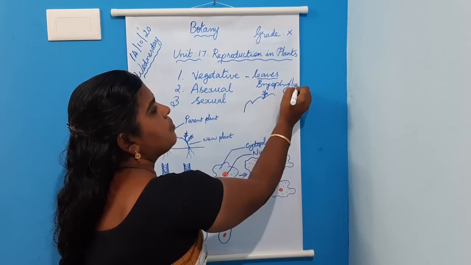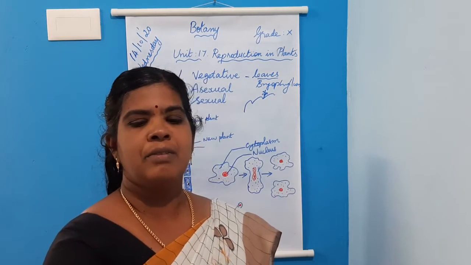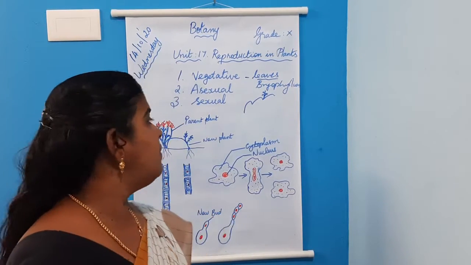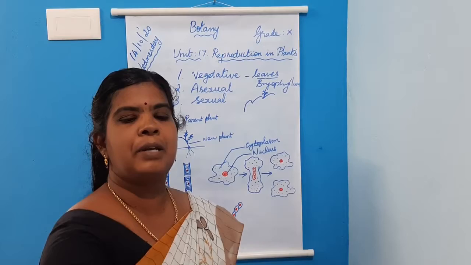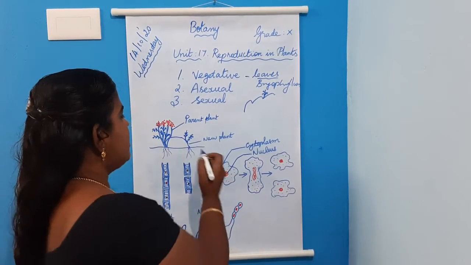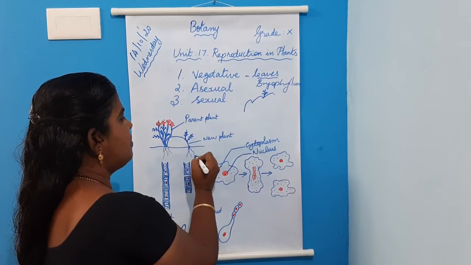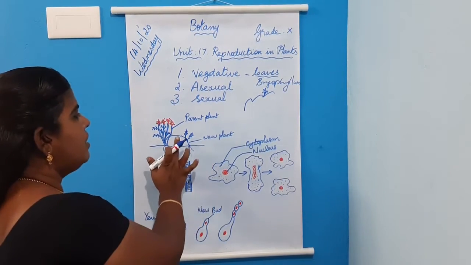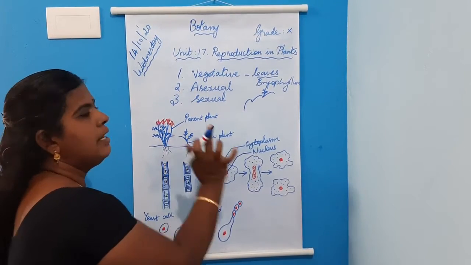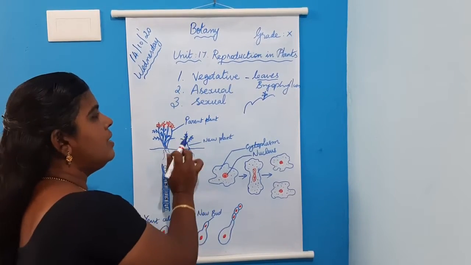Then next is plants which are propagated through stem. Certain weak stemmed plants, for example strawberry, the weak stem touches the ground and gives off adventitious branches and buds. When the connection to the parent plant is broken, it can develop into a new plant. So here the plants are propagated through the stem.